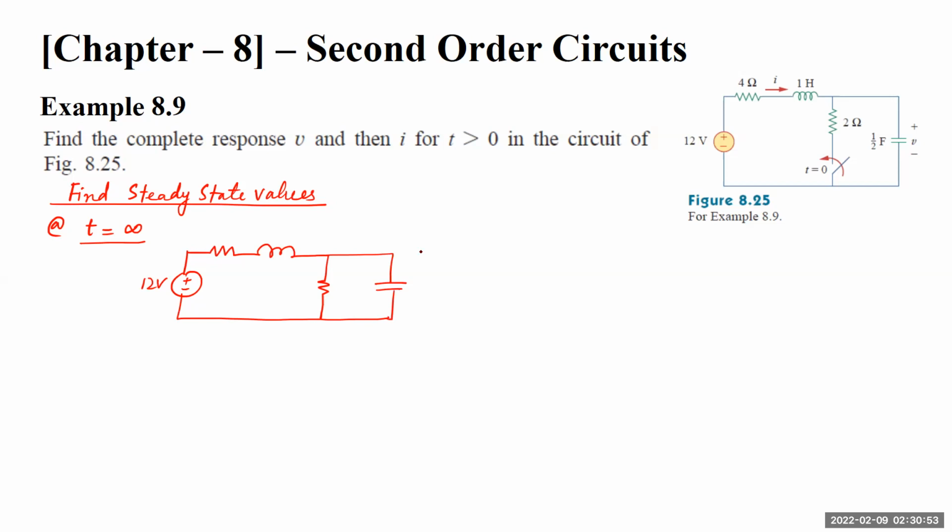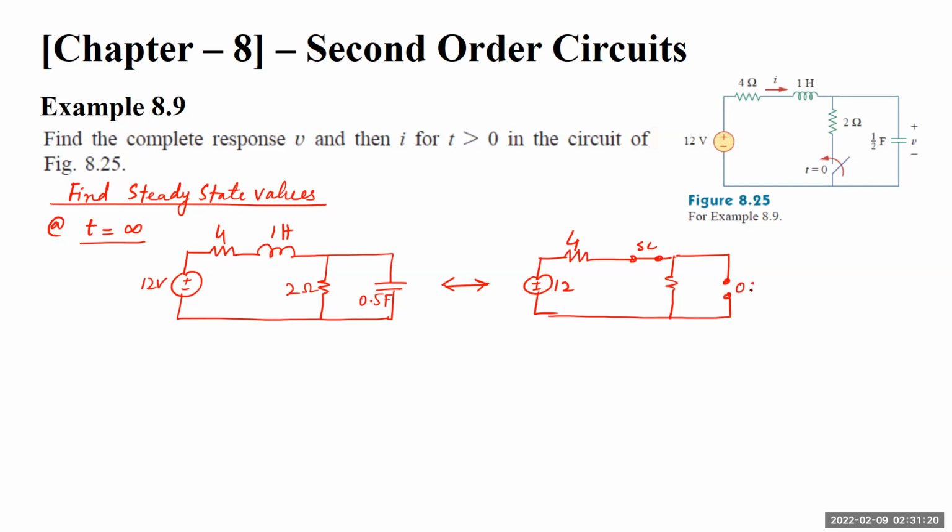So our circuit will look something like this, and the equivalent circuit will be: the inductor will be completely magnetized, or will behave as a short circuit. With 2 ohm resistance, this will be an open circuit. This is 12, this is 4, 1 Henry, 2 ohms and 0.5 farads, right? So this is an open circuit.